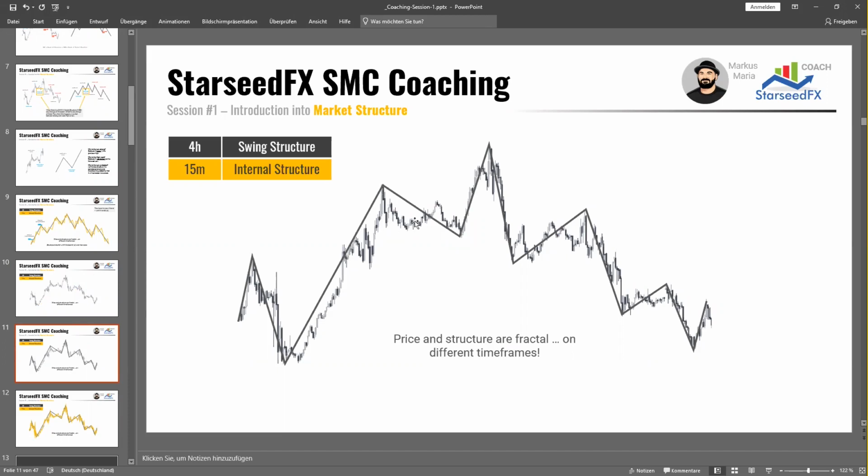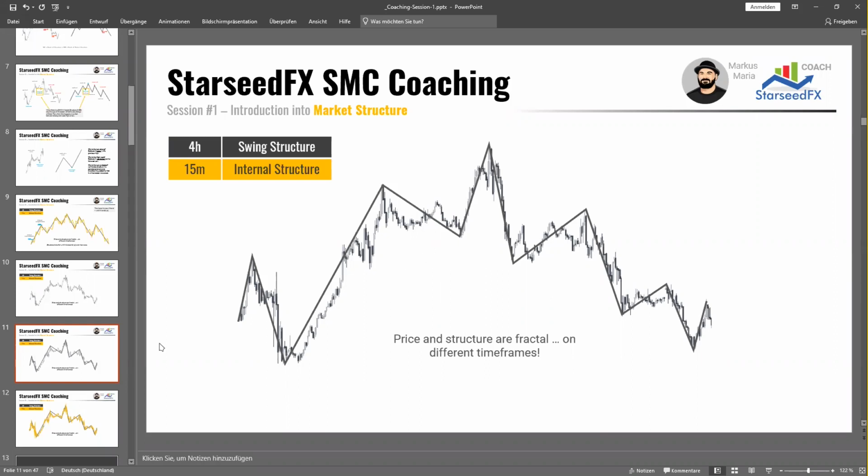So if it doesn't break the high, but goes lower and doesn't break the high, it's internal structure until it breaks the previous low, and then you have a structure shift again. So if you consider this as a swing structure, everything which happens within this structure here would be internal structure. But once the low is broken, you would confirm a new high, or if the high is broken, you would confirm a new low, like this one, as you can see here.